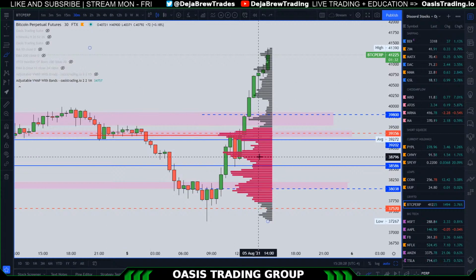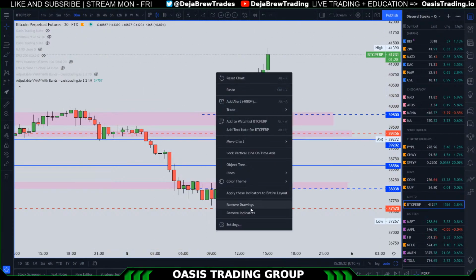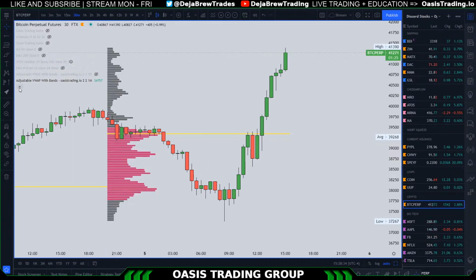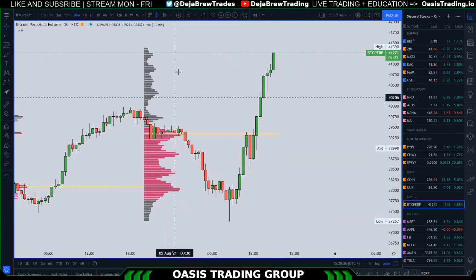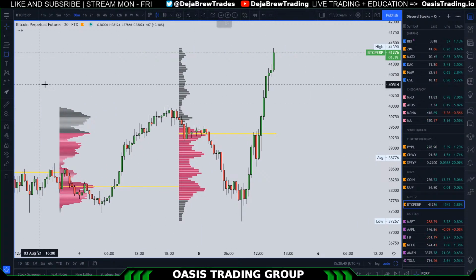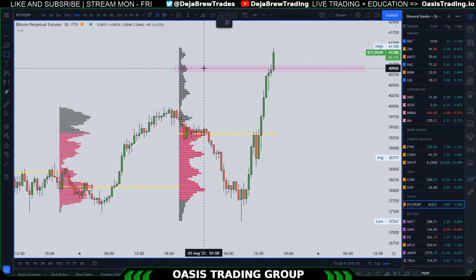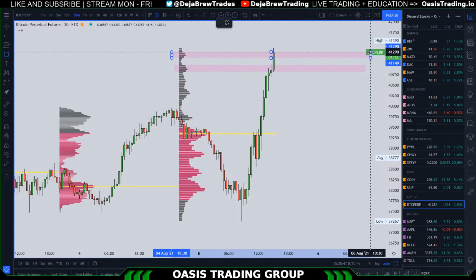So if we hide this, let me delete this. I'm gonna delete everything. We're only gonna use today's profile. So this is today's profile. We're gonna ignore everything else. These are all the important levels on the day. We have a node there. We have a node there.